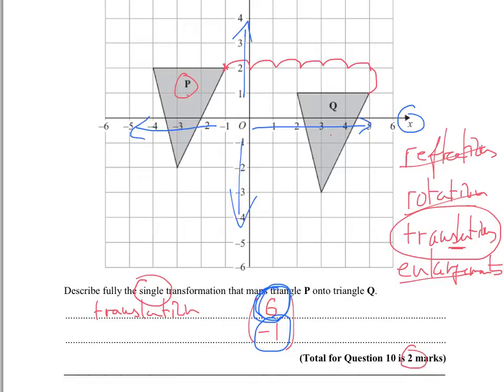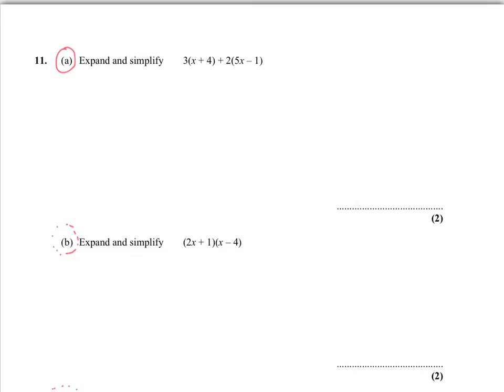Okay, so translation. Now, if we write just translation, then that's fine, but it would be best to say translation by the vector 6, minus 1. But for 2 marks, they're looking for 1 mark for the word translation, 1 mark for 6, minus 1. Oh, now, I'm not sure that's quite right, actually. I think they're looking for this vector for 2 marks. I think translation on its own may not get you a mark at all, I'm afraid. So watch out, make sure you've got those vectors drawn out properly.